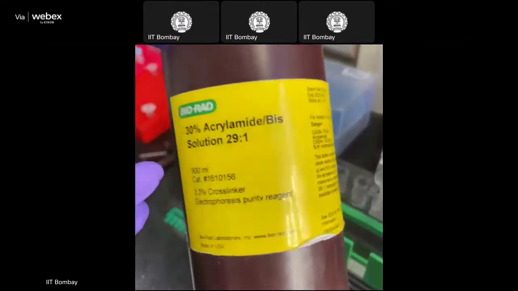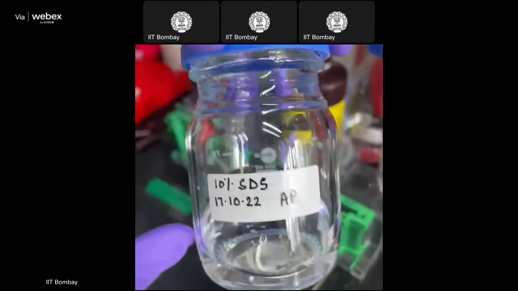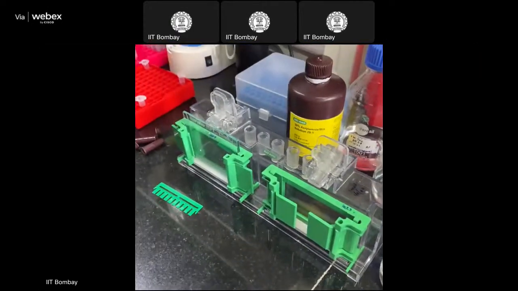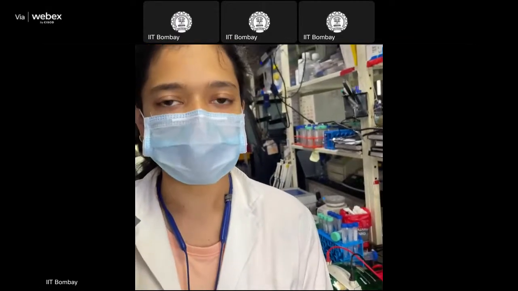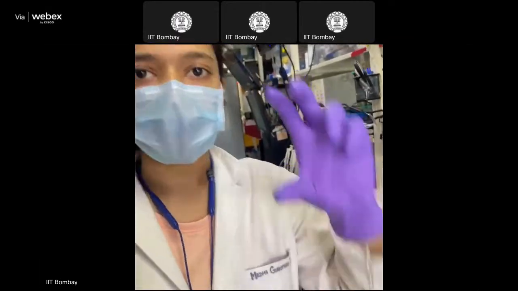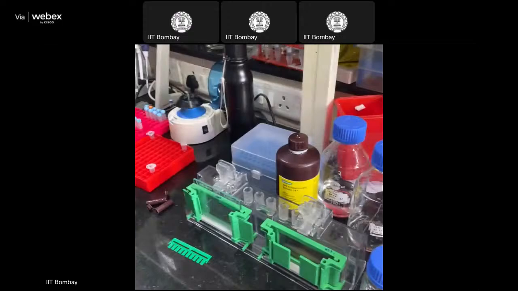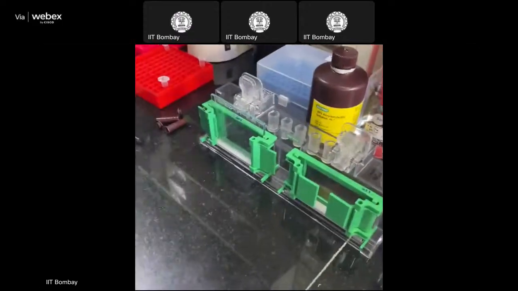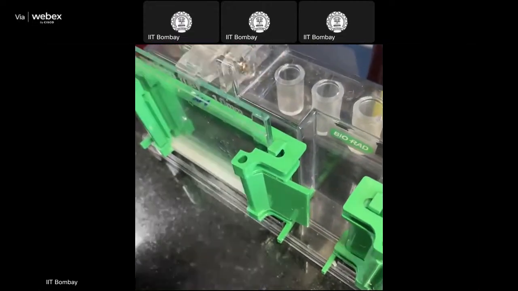One component is the 30% acrylamide or bisacrylamide solution, and there is SDS, obviously, because it's an SDS based gel. And then we have the other gelling components like ammonium persulfate and TEMED, which help in the polymerization of the gel. So these are the basic units, and when we add them, they help in the polymerization of the gel.